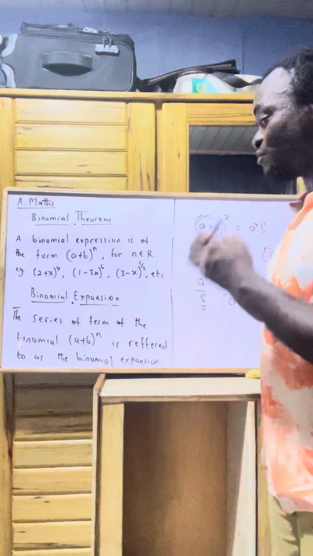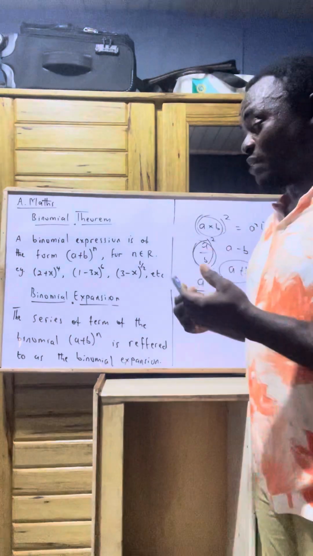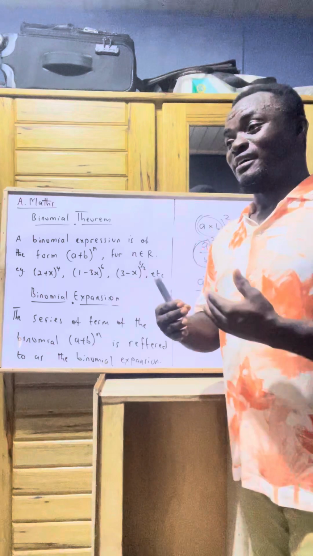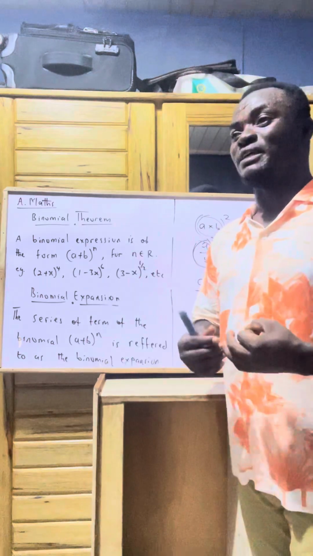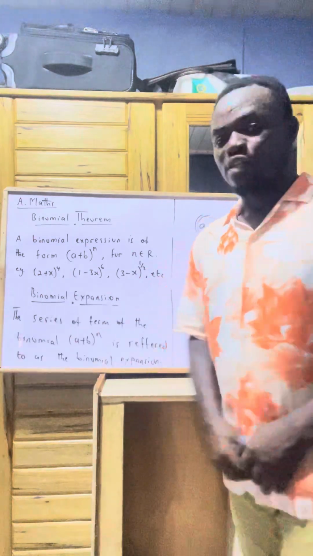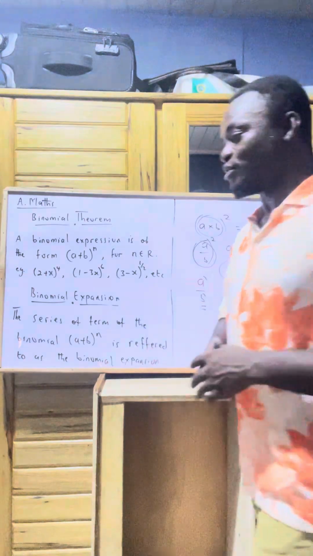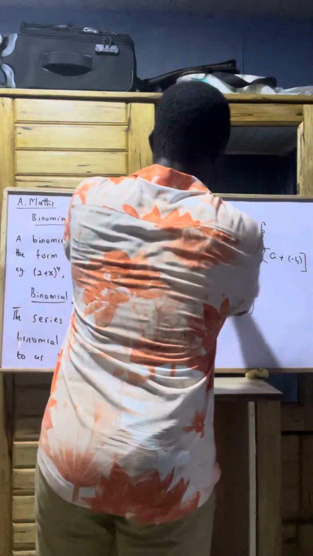Good. So I said that when we are able to write the binomial in a series of terms, then we say that the binomial has been expanded. So I'm going to illustrate an example. So here, let's say we take this. Let me commit this sign.